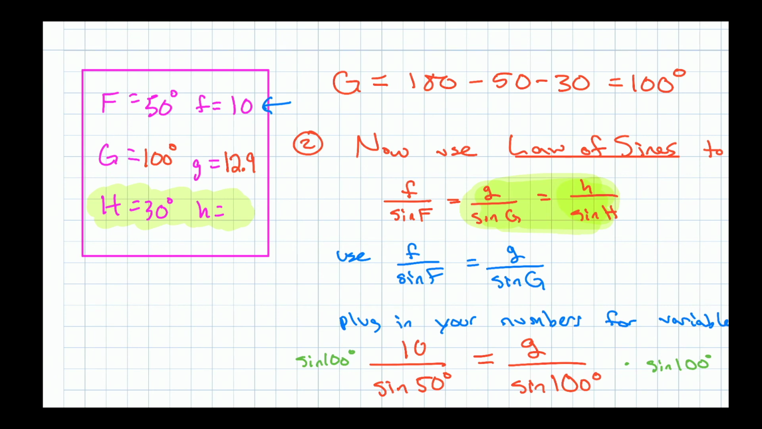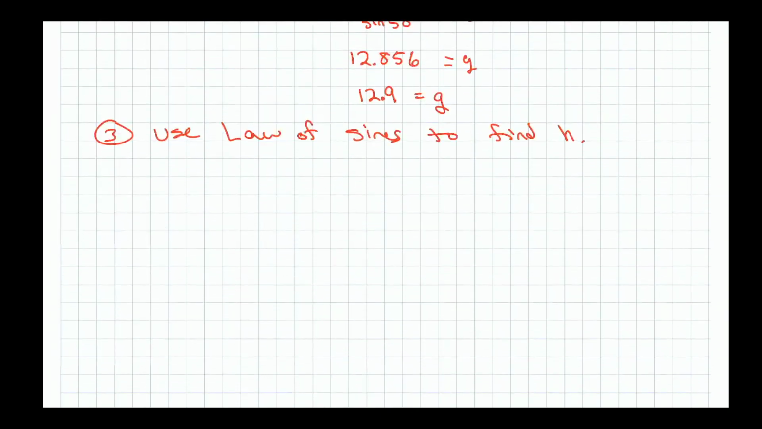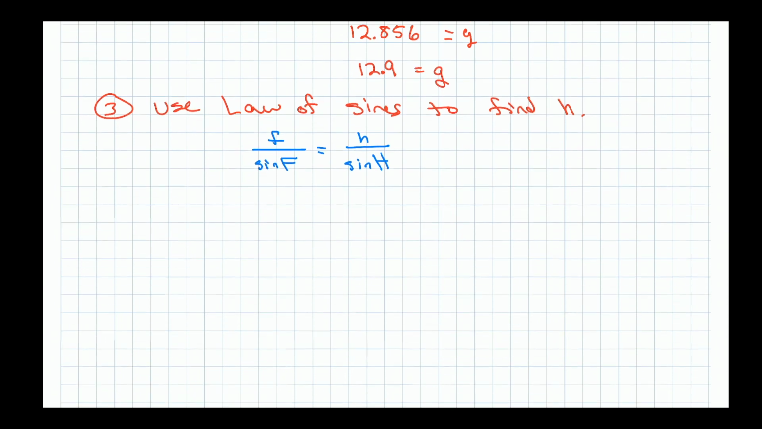So I would prefer to use the f and the h, because then I'm not relying on my own numbers, I'm using their numbers. So we use the law of sines. Which version? We're missing a little h, so how about f over sine F equals h over sine H. That's the one we're going to use.